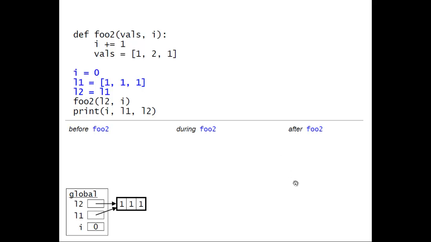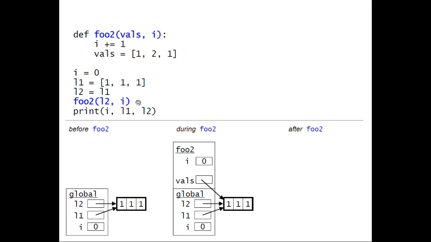Now when we trace through, the beginning of the program is the same as before. We're then passing in L2 and I as before, and so the contents of the stack frame are the same as they were at the beginning of the original foo. But now, after changing the local I to 1, I'm now coming to this line, and I'm no longer changing what's in the original list. Rather, I'm creating a new list containing the values 1 to 1, and I'm assigning its memory address to the variable vals. So vals is no longer pointing to the original list. It's now pointing to the new list.